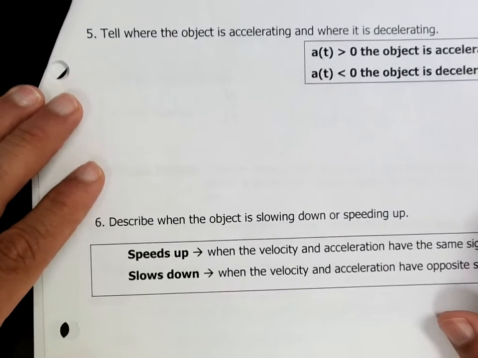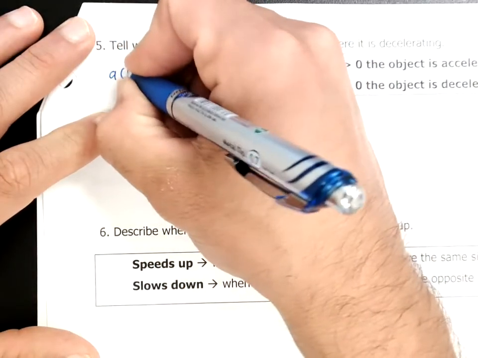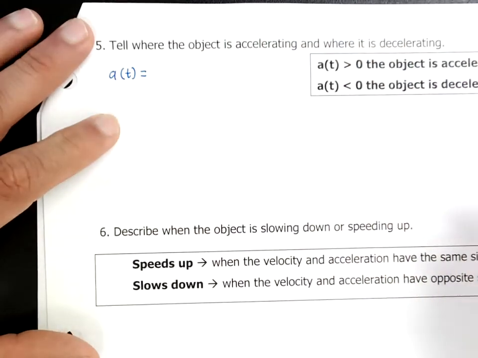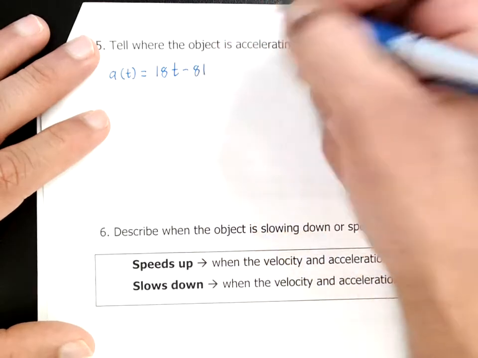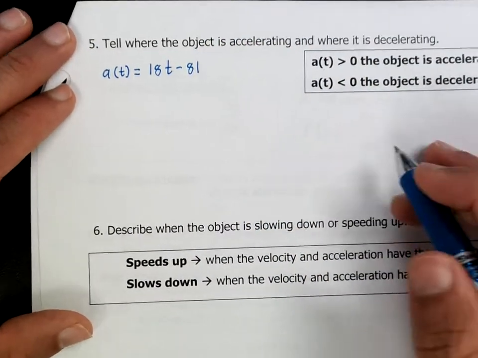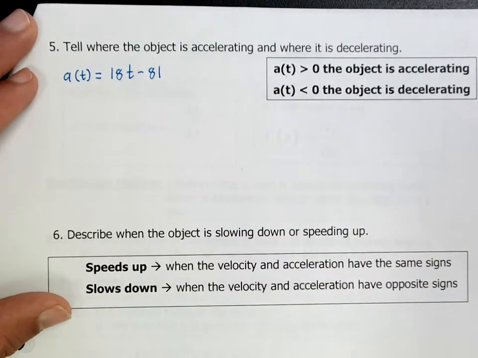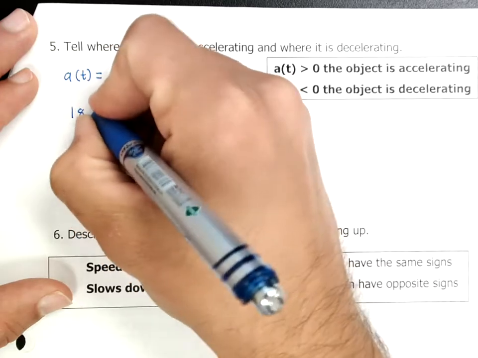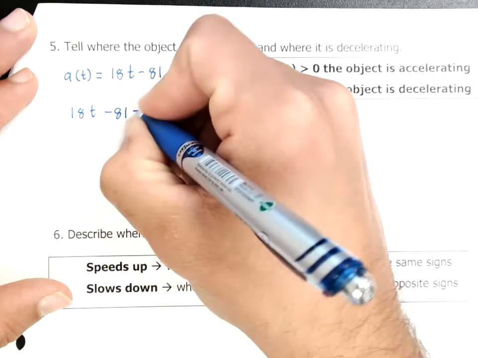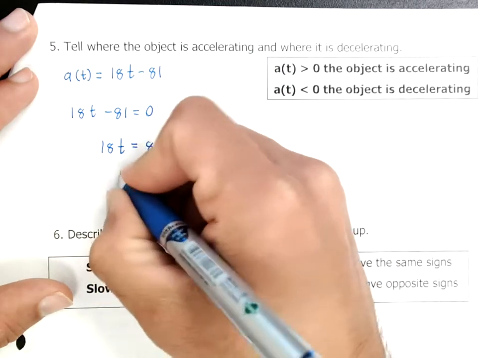It's asking where the object is accelerating and where it is decelerating. So I'm going to go back to example 1 and figure out the acceleration, which I already did, and what I got was 18t minus 81. Similar to the velocity, if the acceleration is positive, then it's accelerating. If the acceleration is negative, then it's decelerating. So I need to set this equal to 0 and solve. I have 18t equal to 81, so t is equal to 4.5.